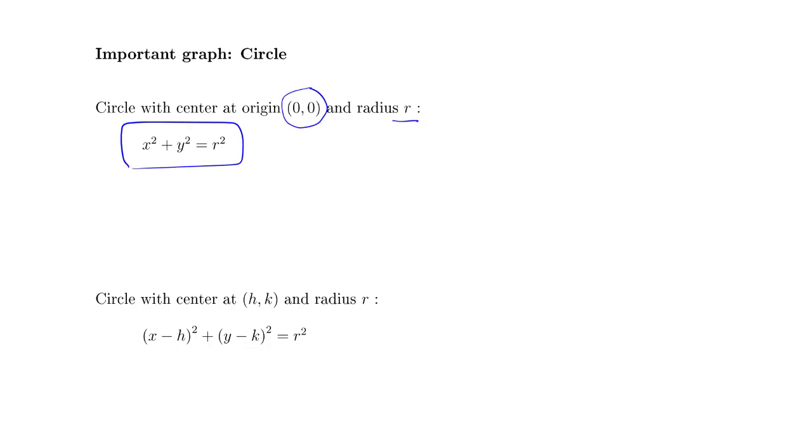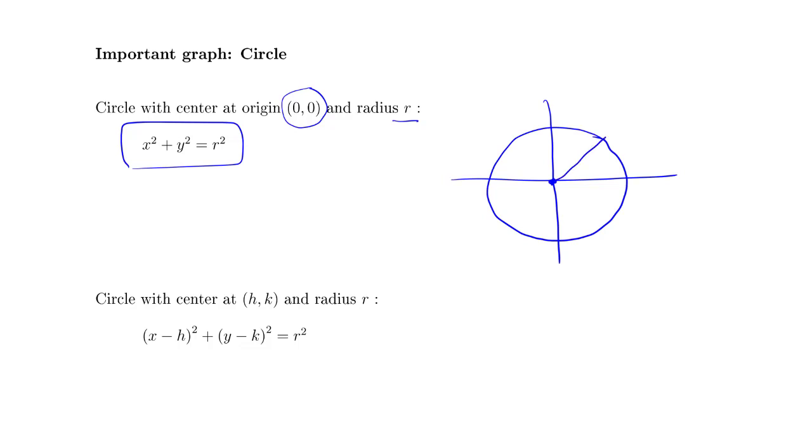Okay, so notice that it looks a little bit like the distance equation. In fact, it looks like the Pythagorean theorem. We'll see that in a minute. So let's take a look at what a graph would look like. This is a circle centered at the origin with radius r. That means that anywhere from the center out to the circle is a distance of r.